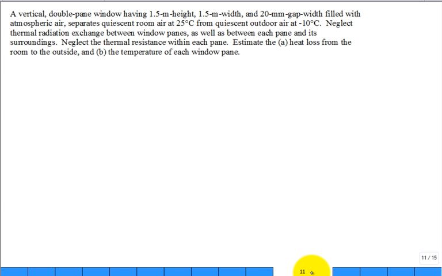Okay, time permitting, we'll solve another problem. So here we have a vertical double pane window having a height of 1.5 meter and a width of 1.5 meter and a 20 millimeter gap.